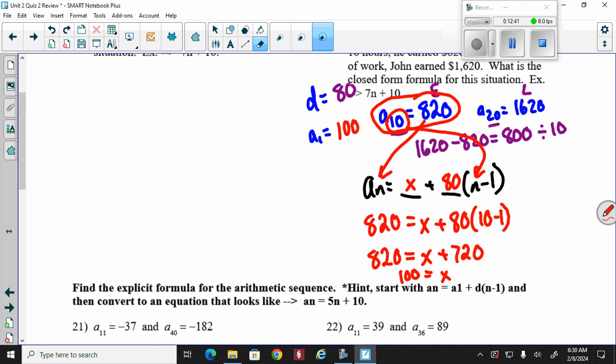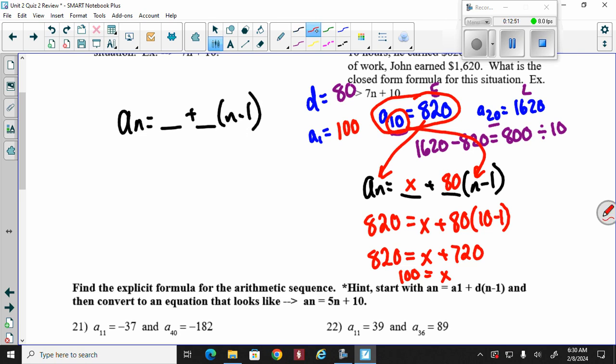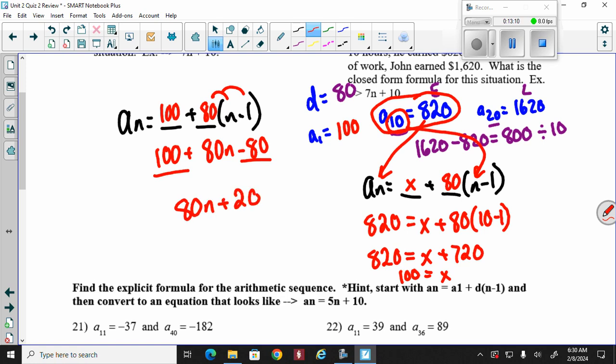All right, so now for my final answer, A of n is equal to something plus something times n minus 1. I know that my common difference is 80, and then my first term is 100. Distribute, and that gives me 80n minus 80, sorry, 100 plus 80n minus 80. Combine the first, combine the last. I'm at 80n plus 20.